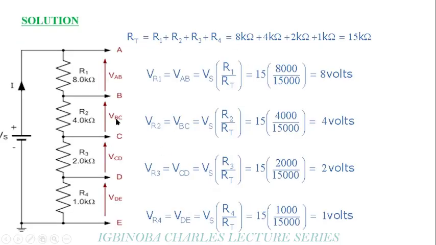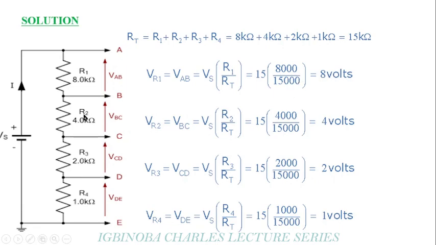So to do that, first, your total resistance is equal to R1 plus R2 plus R3 plus R4. Since they are all connected in series, your total resistance RT is equal to 50 kilo ohms. Now to look at the voltage drop across the 8 kilo ohms resistor, which is R1, we have VR1 equals VAB equals Vs times R1 over RT. When you apply that into your equation, you have 8 kilo ohms.